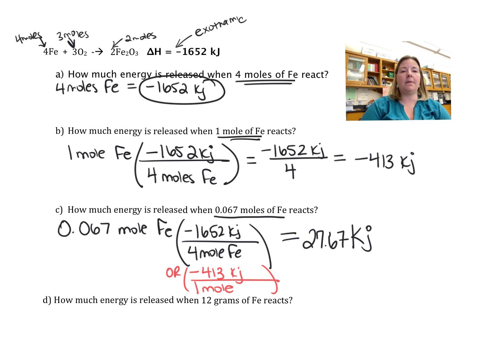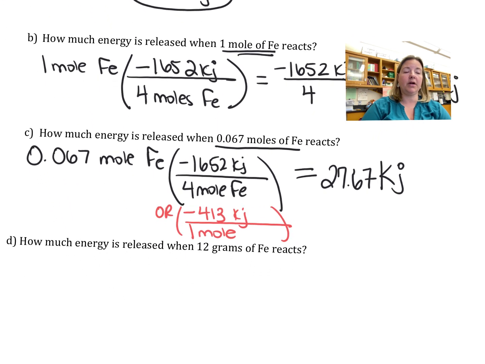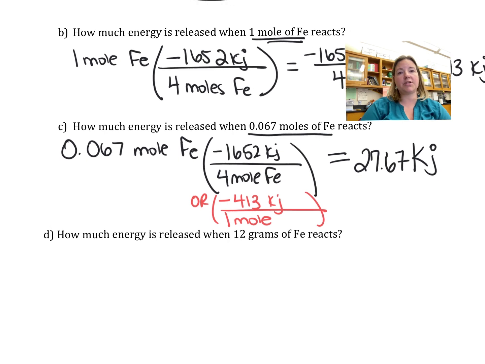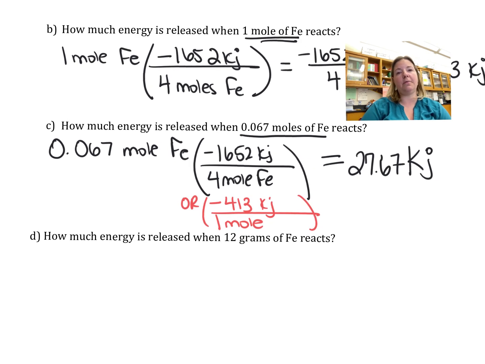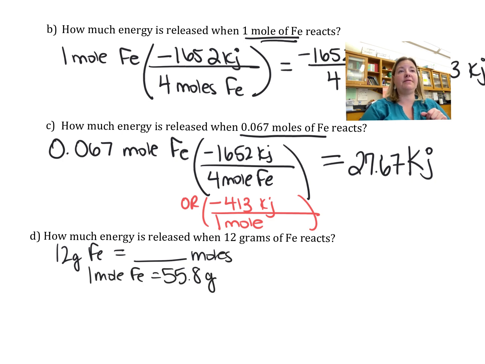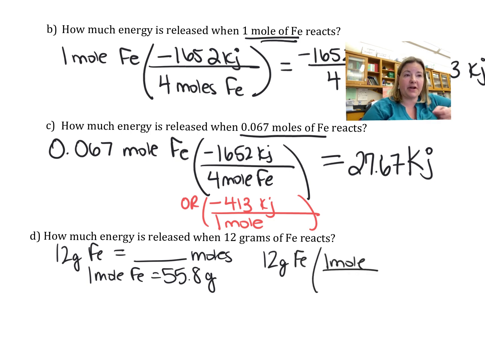Okay? Then finally, very similar for this one as what we've done before. Again, because the balanced reaction only tells us the number of moles and how much energy, we need to convert 12 grams to moles first. So we look on the periodic table, we find the molar mass of iron is 55.8 grams. So that means that if we've got 12 grams of iron, we have 0.22 moles of iron.